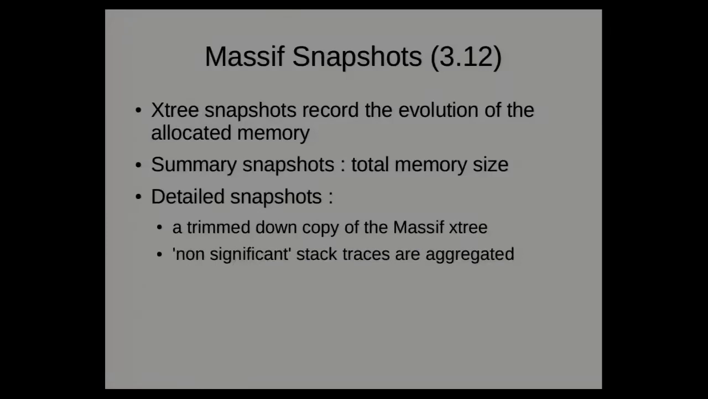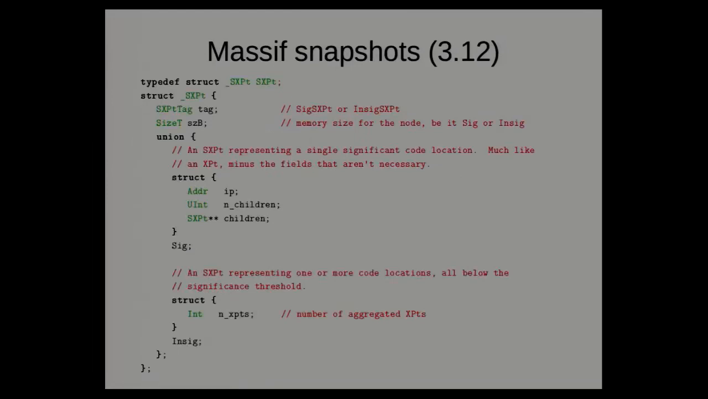So if you use massif, you know that it will show you by default the stack traces which are significant with full details, but when a stack trace is allocated less than a certain percentage of the memory, it will regroup all that in what is called a non-significant stack trace. And when massif takes a snapshot, it will copy the XTree and then group together the things which are not significant in order to reduce the size of the snapshot.